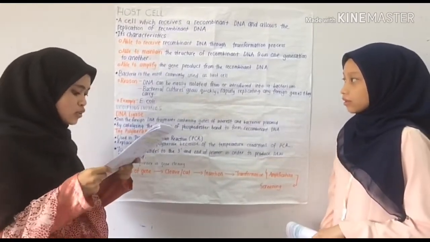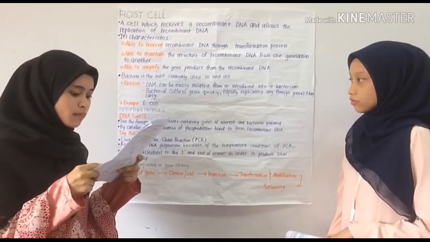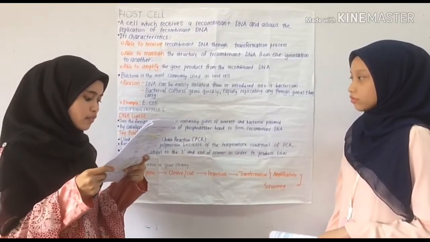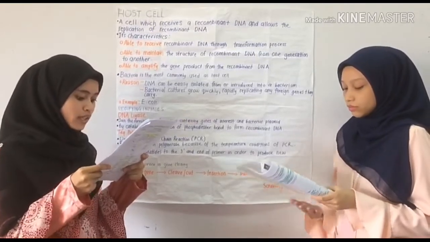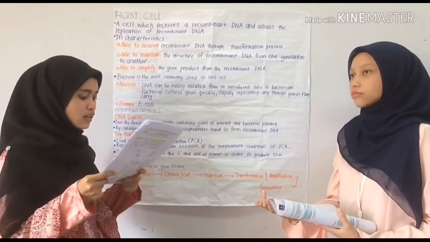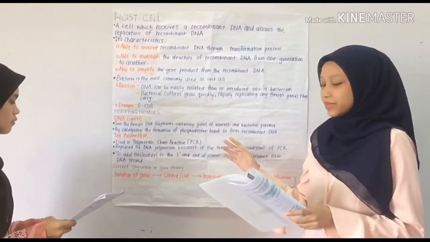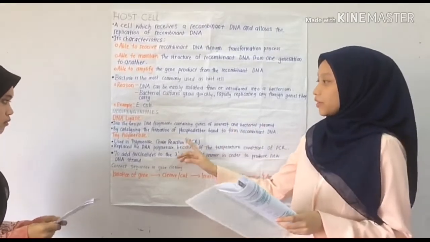Bacteria are the most commonly used host cells. The reasons are DNA can be easily isolated from or introduced into a bacterium. Bacterial cultures grow quickly, rapidly replicating any foreign genes they carry. Example, E. coli. Okay, for modifying enzymes, there are DNA ligase and Taq polymerase.